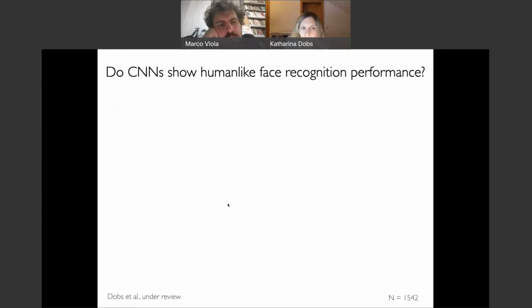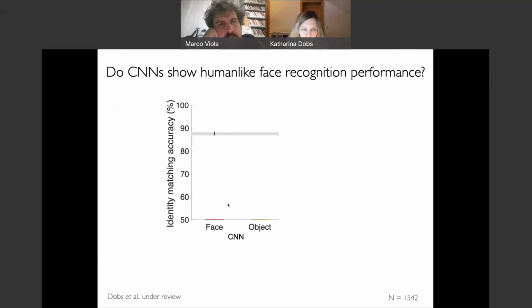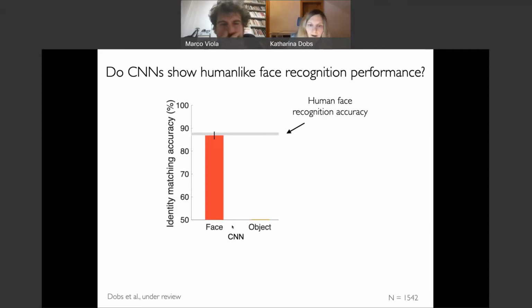And now we want to know, do CNNs show human-like face recognition performance? So on the y-axis here is the identity matching accuracy. And the gray bar that you can see here is our human performance. So human face recognition accuracy, you can see they were pretty good, around 88%, but they were not at ceiling. So the task was still not super easy to them. Now we want to know, how do our object or face CNNs perform? And what we see is that the face CNN actually achieved almost the same accuracy as our human subjects, while the object CNN did not perform as well.